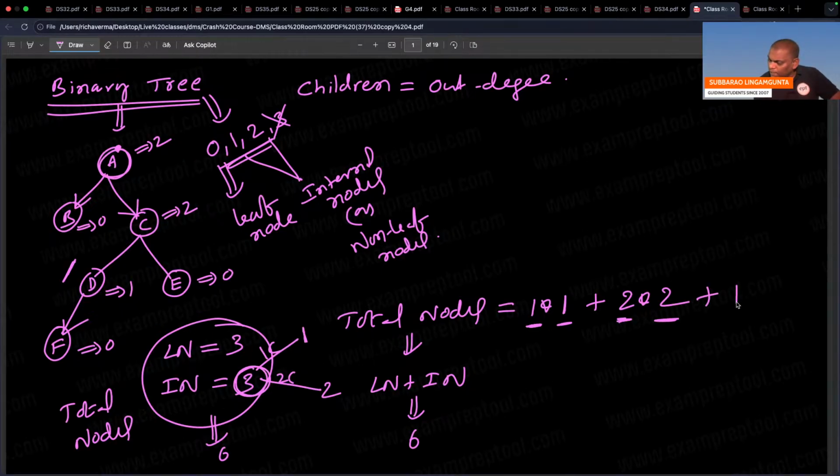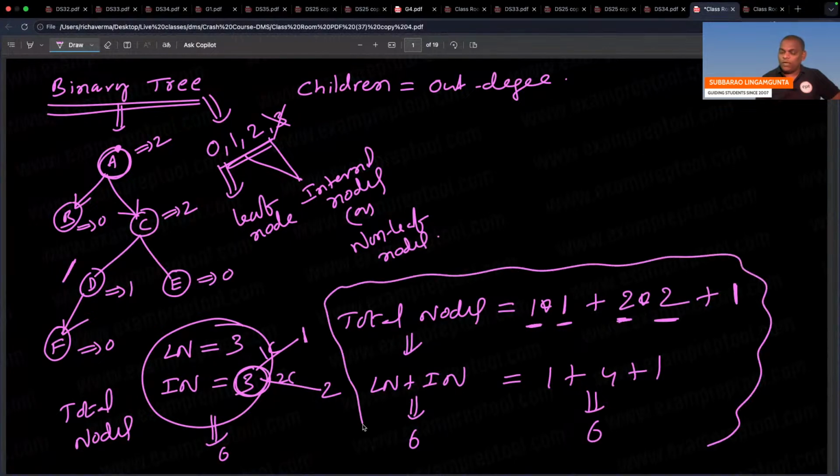Plus 1, plus 1, plus 1, that may be for the root. So if you count the total, 1 plus 4 plus 1, which becomes 6. So remember, this is the one formula to find out total nodes. Total nodes is leaf nodes plus internal nodes, right?